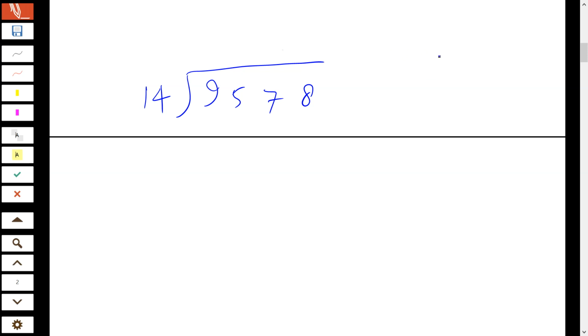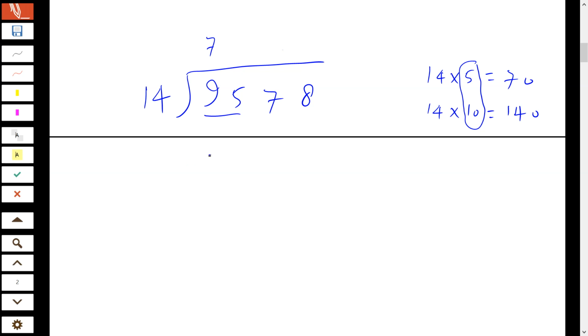So again, I will start with 14 times 5, which is 70. And 14 times 10 is 140. 95 is between these two. So I will go with a number between 5 and 10. And maybe I can go with 7, or 8, whatever. So let's go with 7.